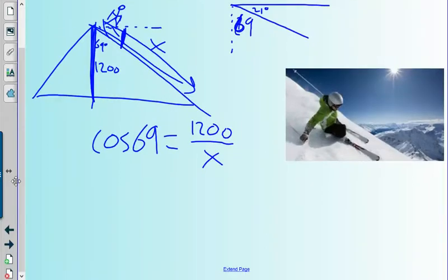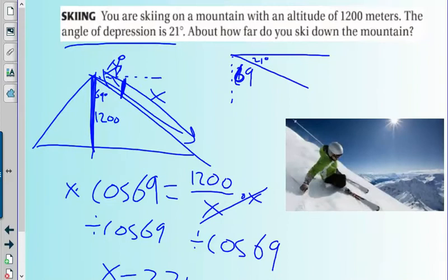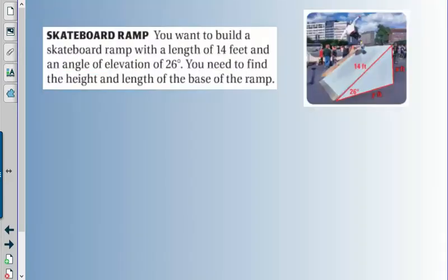Again, it's unfortunate that I have to multiply by x, but it is what it is. And then we'll divide by cosine. So we have 1200 divided by cosine, and I'm just using my calculator for this. x equals 3,348.5, and that would be your answer. So there you go. A lot of these problems are all very similar.